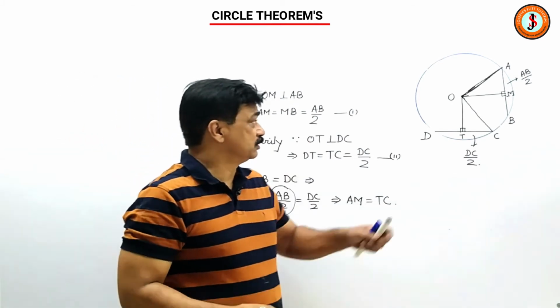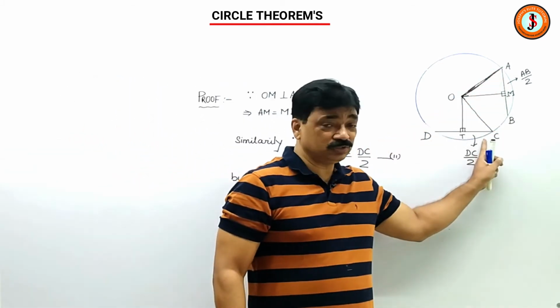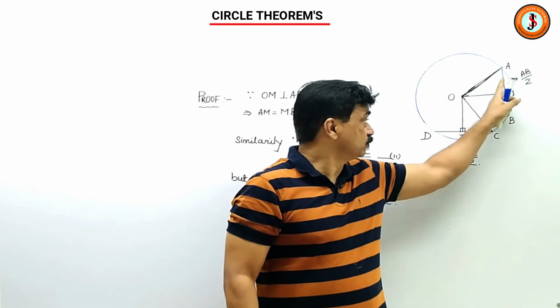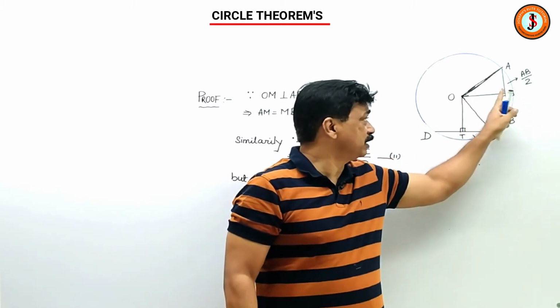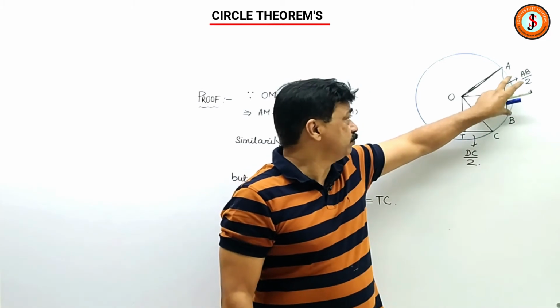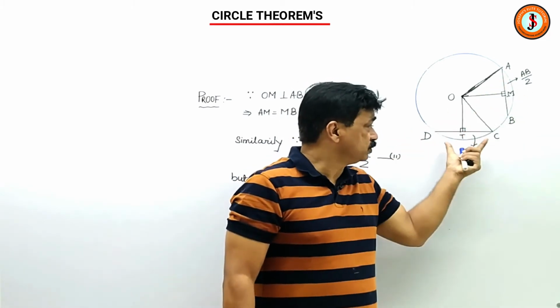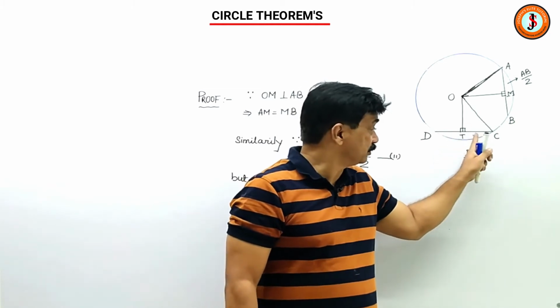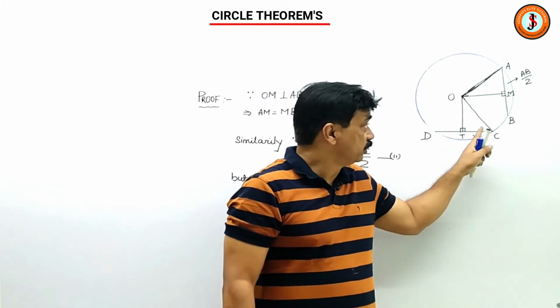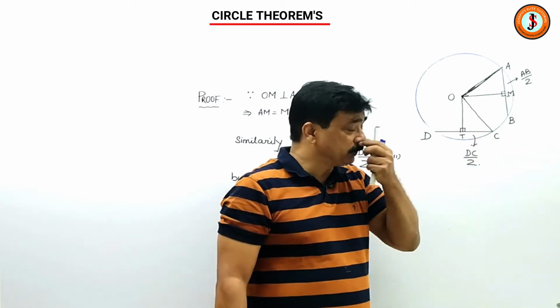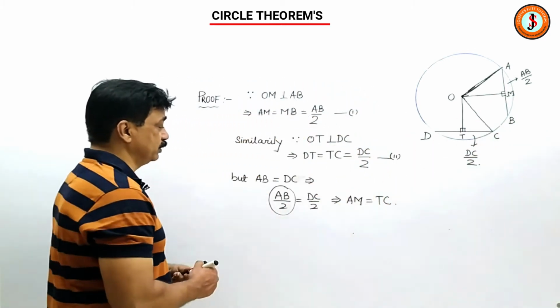Now let us try to see this. AB is equal to CD. Perpendicular is drawn, so this will be bisected. So AM is AB by 2. So if AB is 4 centimeters, AM will be 2. But AB is equal to CD, so this has to be 4 and TC has to be half of that, so it will be 2. So that means AB by 2 is equal to DC by 2. So now we can use congruency.